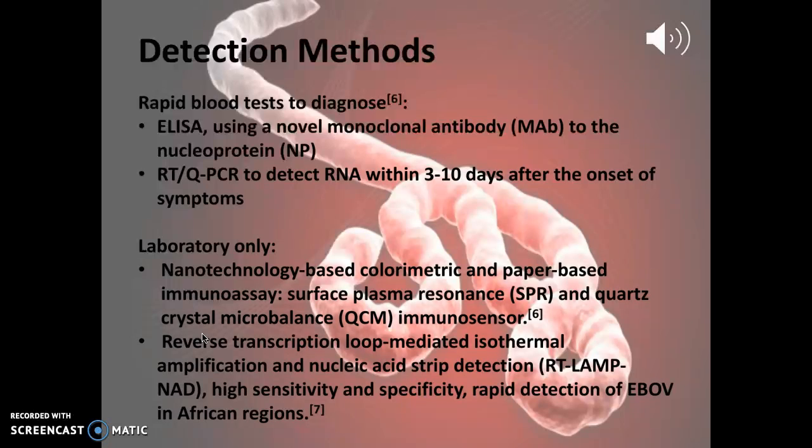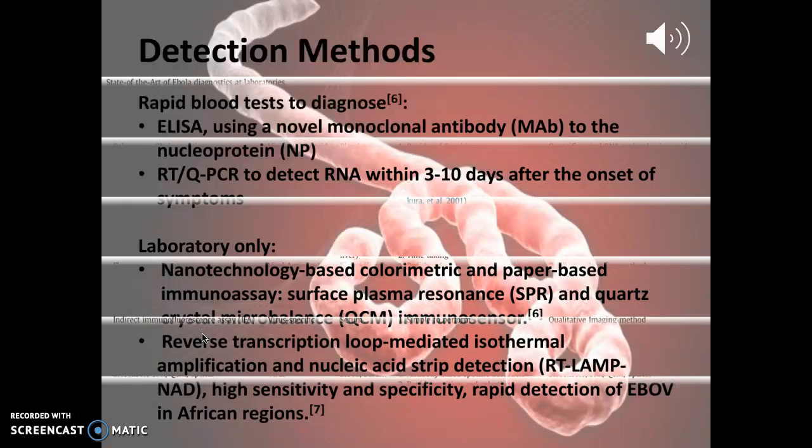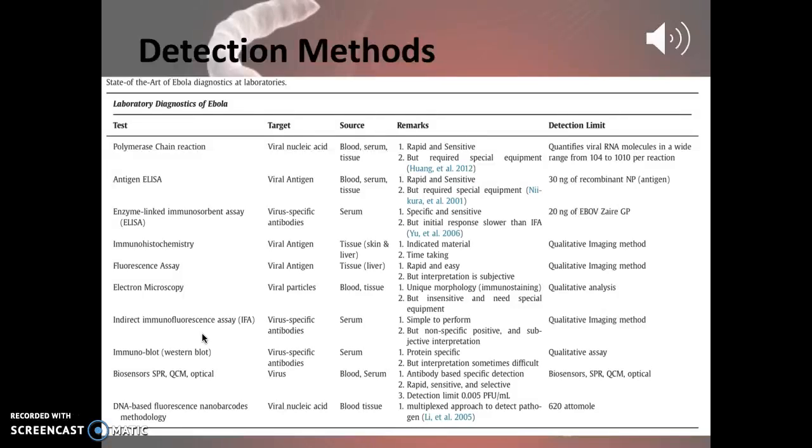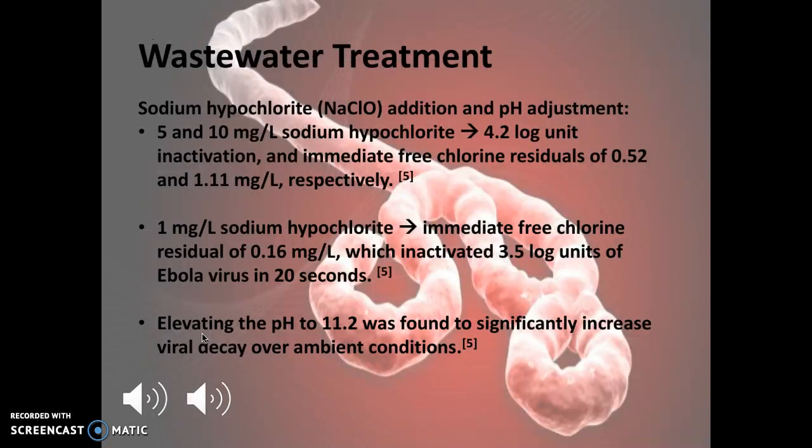It is also quantitative. There are also some nanotechnology-based immunoassays that can be used to detect Ebola virus, but unfortunately they are only for lab use, such as SPR and QCM immunosensor. And here's a table for a comparison of different Ebola virus diagnosis methods. We can also tell if they are quantitative or not based on this table.